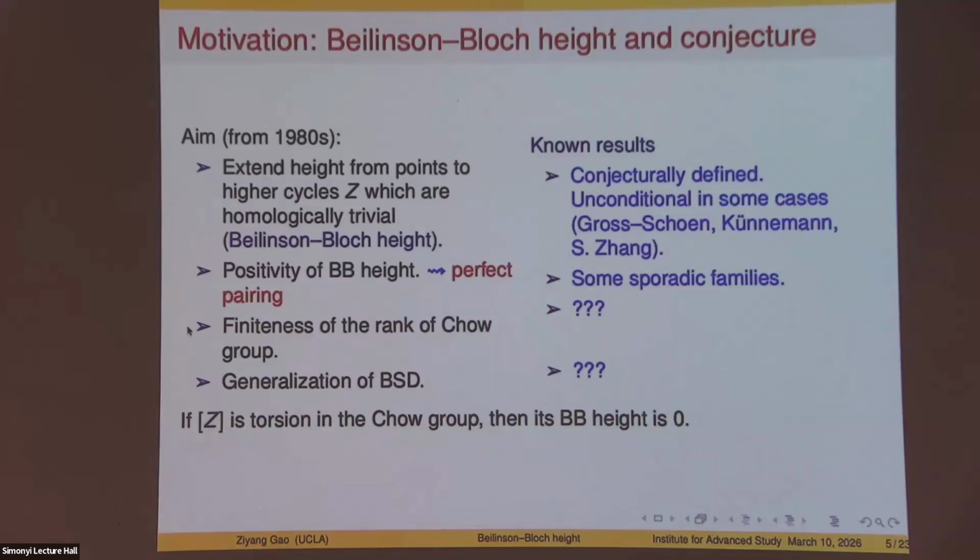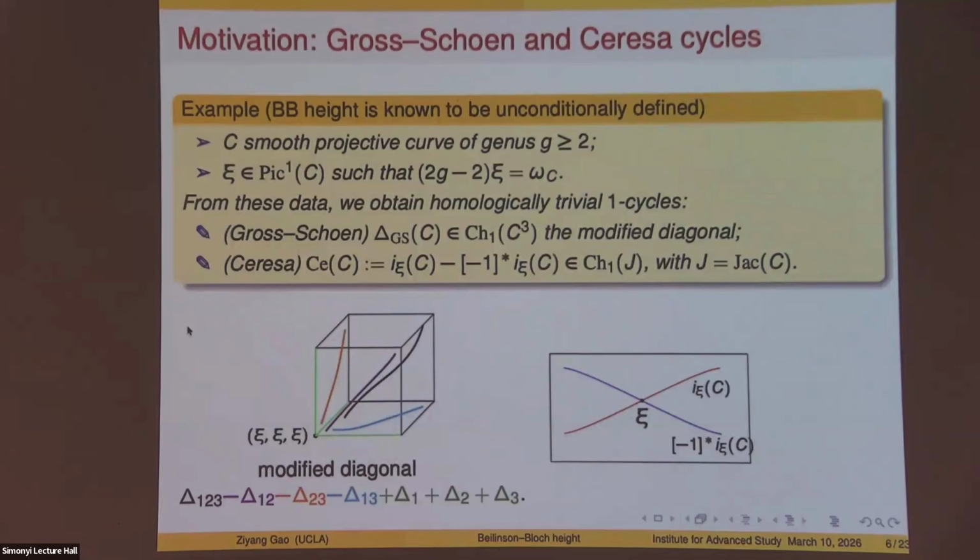Okay, now let me focus on the cycles that we're going to talk about today, these Gross-Schoen and Ceresa cycles. They are defined in different ways, first of all. Secondly, their arithmetic behavior and geometric behavior are kind of similar. It's just that sometimes one prefers this Gross-Schoen cycle, especially in number theory. Sometimes people prefer Ceresa cycles, especially in algebraic geometry. Let me define what they are.